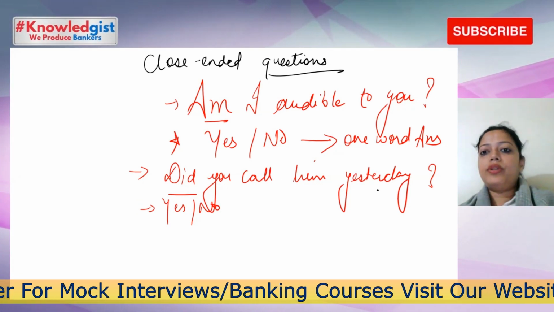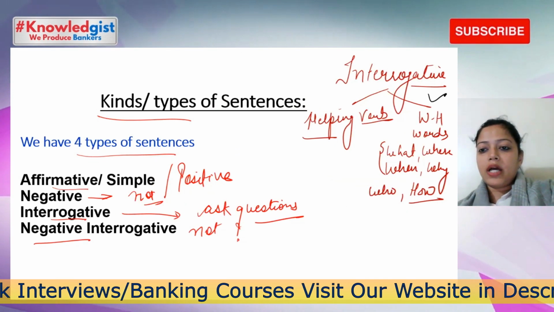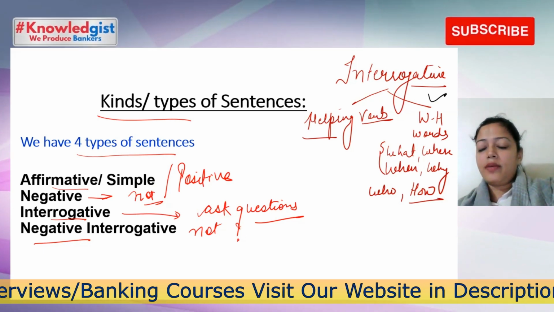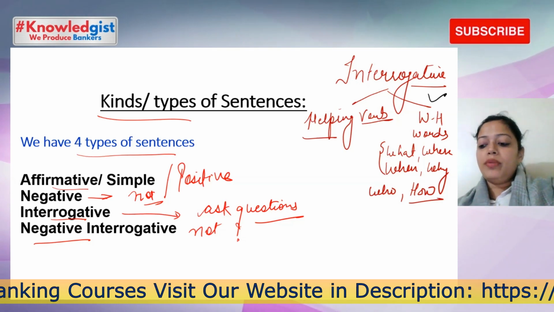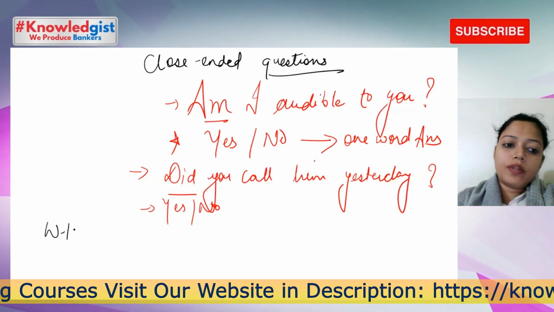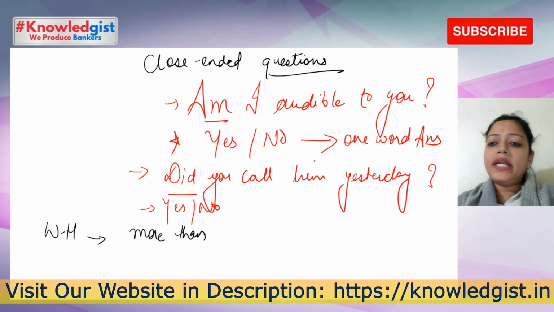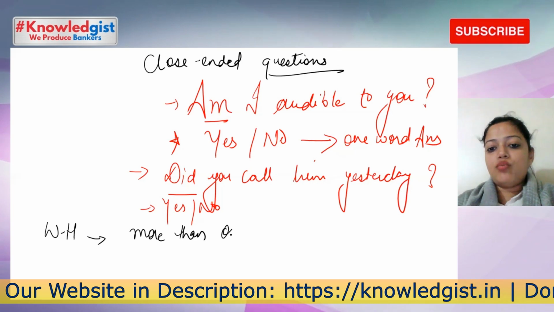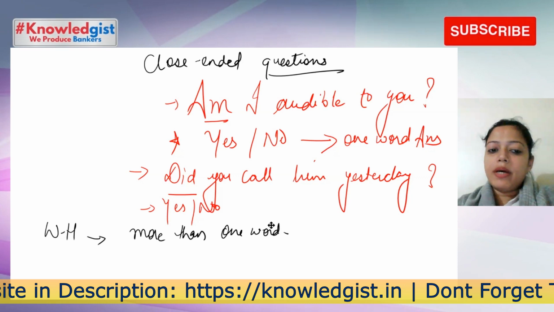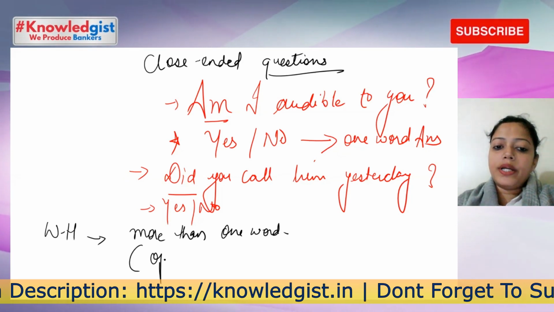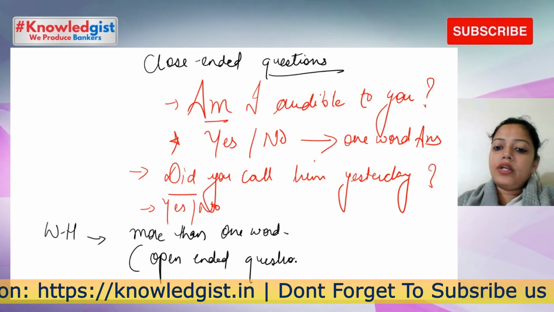And if I talk about the questions which start with WH words, for example, what are you doing now? Where were you going yesterday? When I ask these questions, your answer will be more than one word. It means you need explanation. The questions which start with WH words are called open-ended questions. So we have two types of interrogative.